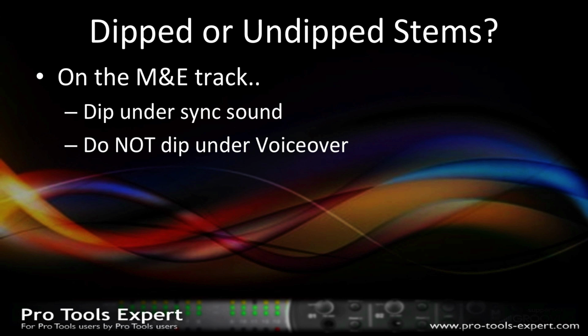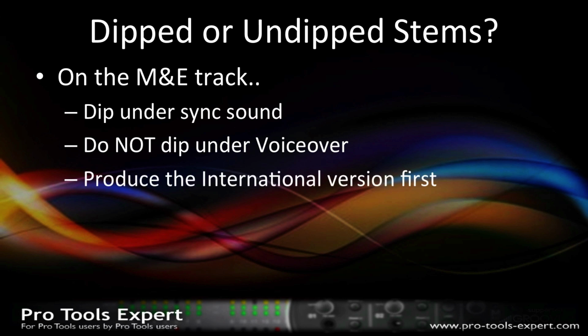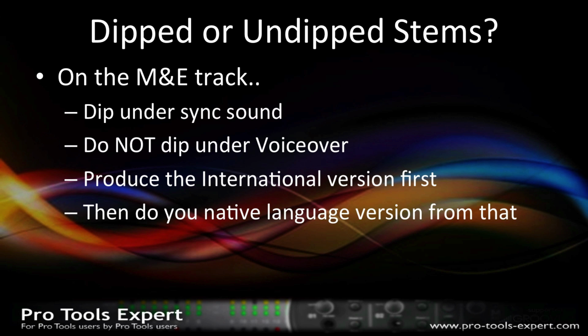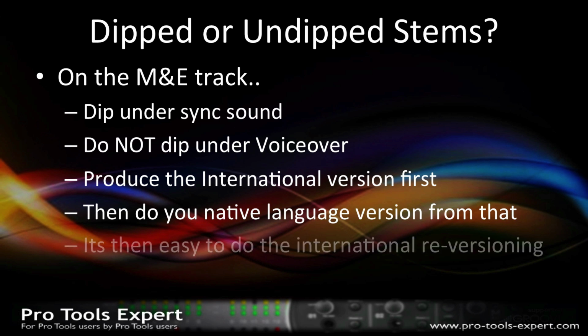And the other real key thing is produce your international mix first, so that's everything except the UK voiceover or the native language voiceover. Produce that mix first, and then effectively you're doing an international reversion for your native language, so that gets you your full mix, and then you've got all the necessary constituent parts to be able to hand on to the production company so that the person doing the Chinese reversioning can do it very, very simply.